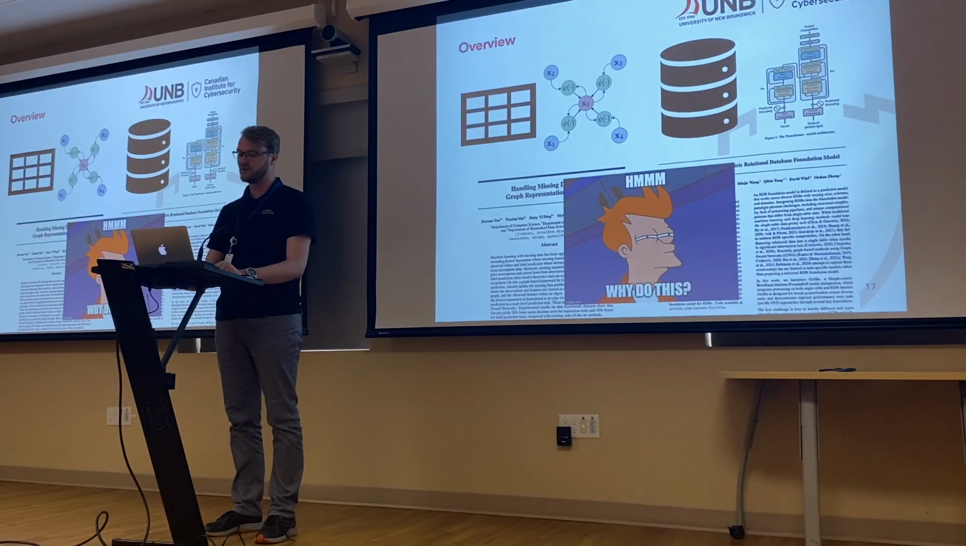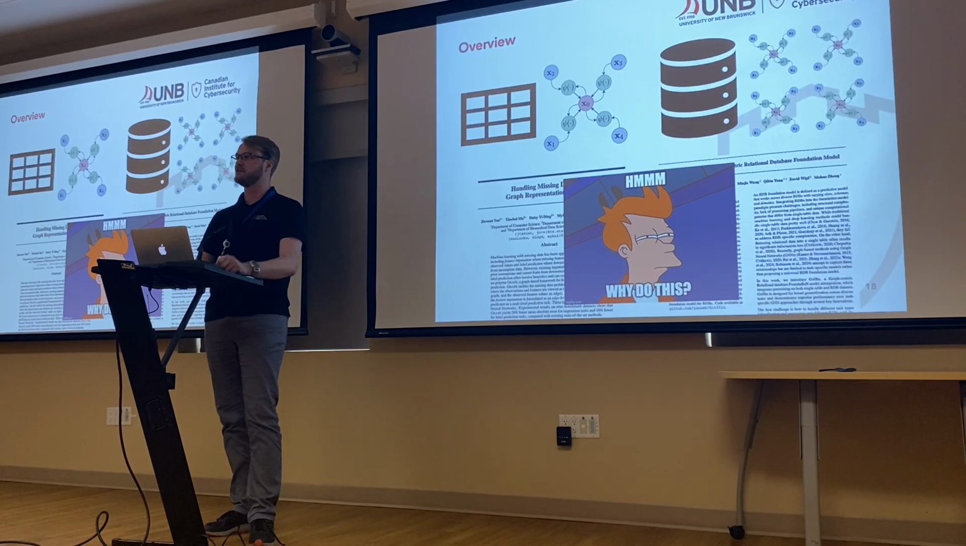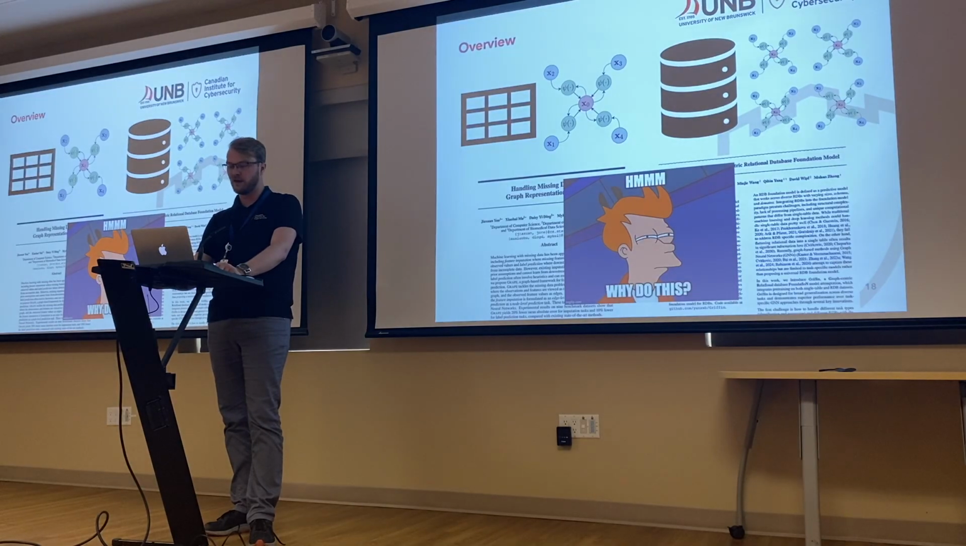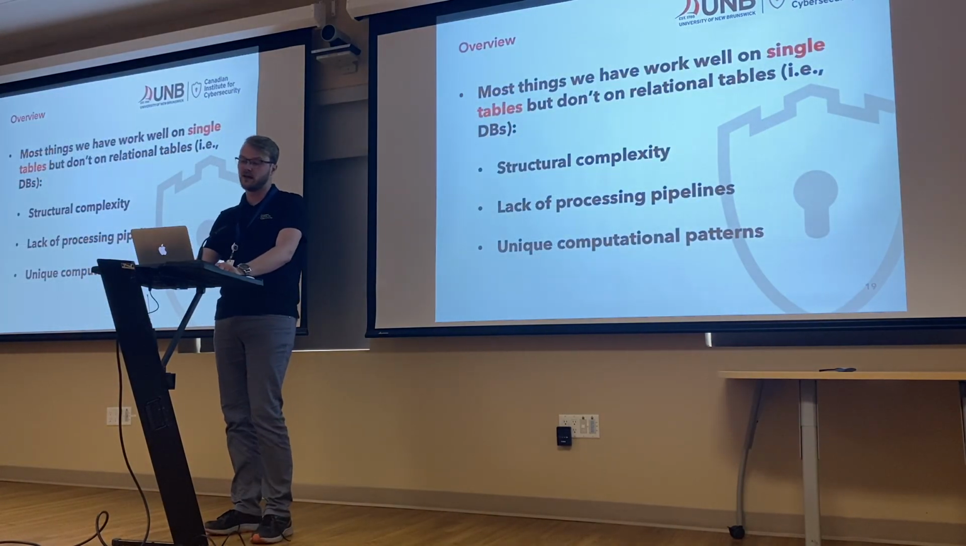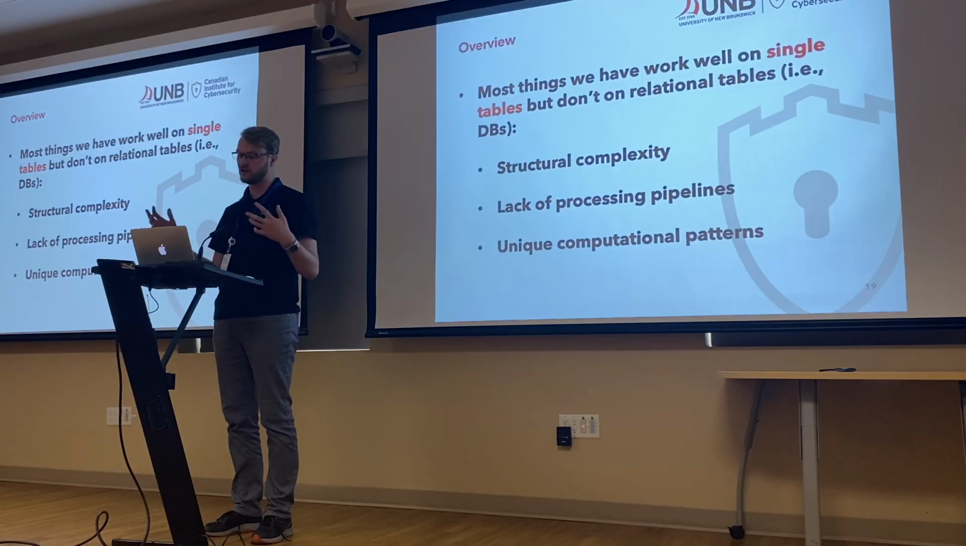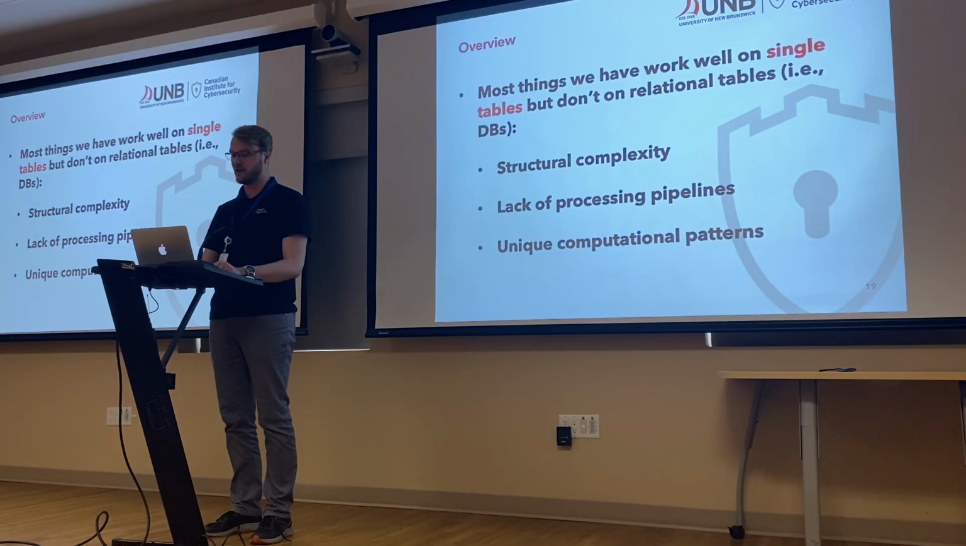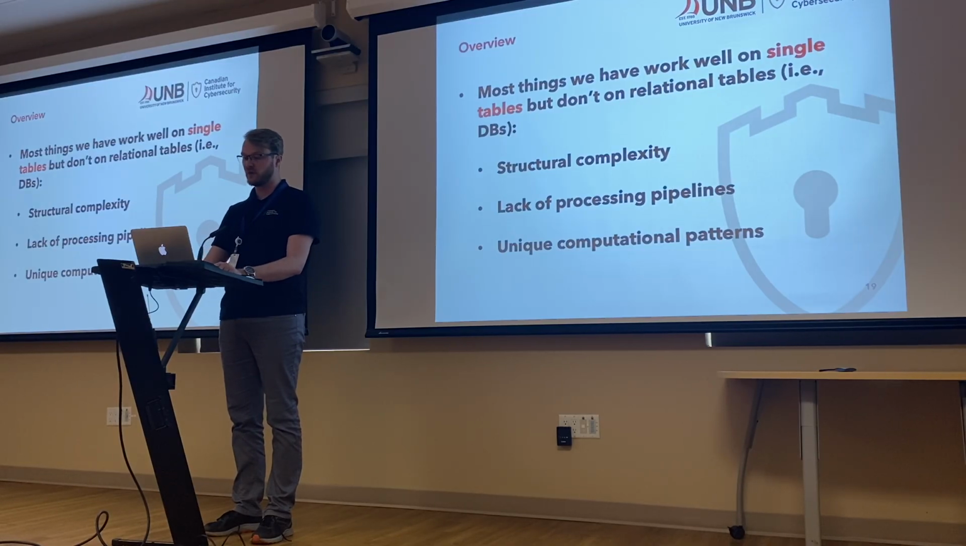And a good question would be, why would we use a transformer? Why couldn't we just do this other thing and scale up the graph neural networks forever and have everything magically work out? Unfortunately, that can't happen because most techniques we have work well on single tables, but they don't work well on these relational table settings. This is due to structural complexity, a lack of processing pipelines, as well as unique computational patterns that occur within the relational databases themselves. So that's one piece of motivation.